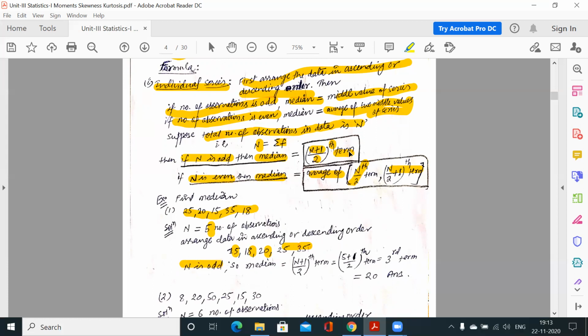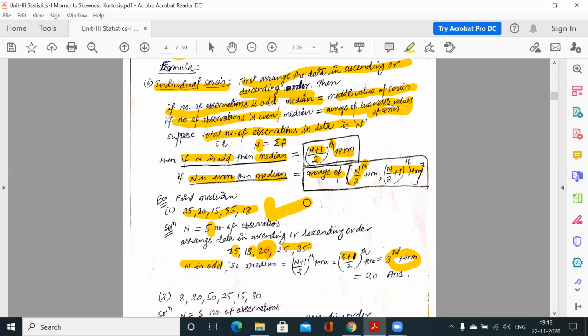So n is odd. For odd, what is the median? The n plus 1 by 2 term in the data series. We have 5 points, so 5 plus 1 by 2, that is 6 by 2, the third term in the data series. So the third term: first term 15, second term 18, third term 20. So 20 is our middle value. You can verify from here also that 2 points are below that point and 2 points are greater than that point. So this is the middle value, our median in this case.